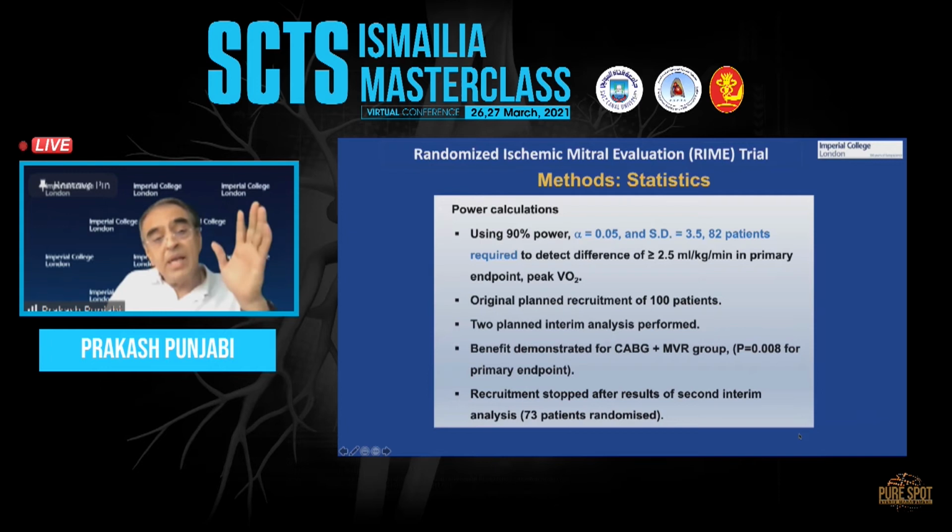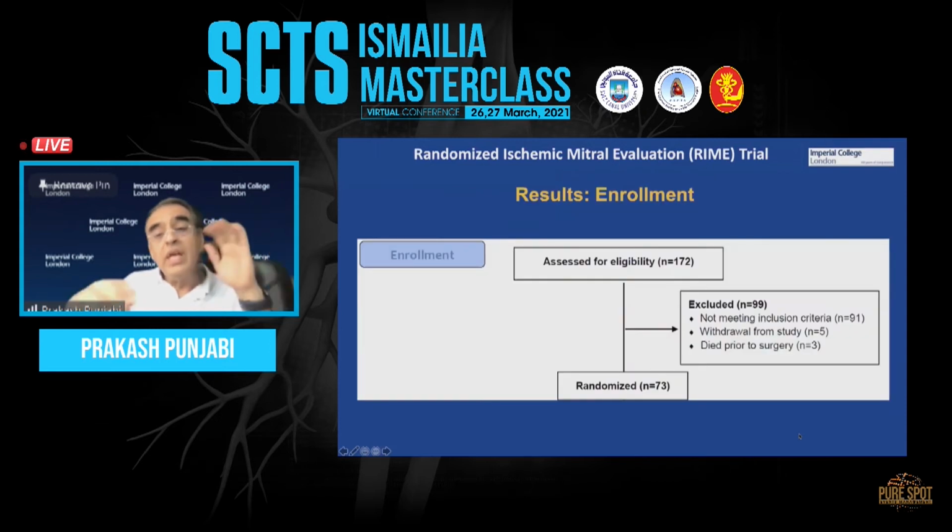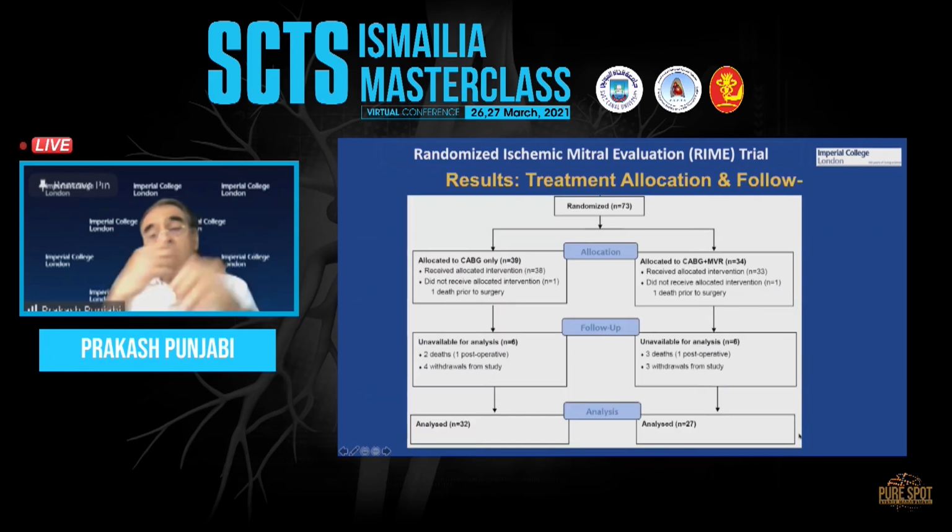We did a power calculation and we planned for 2 interim analyses. And after the second interim analysis, with the randomization of 73 patients out of 82, we had to stop because the benefit was far more in patients who were eligible and achieved the target. As you can see, we had more than 50% exclusion because of the severity.